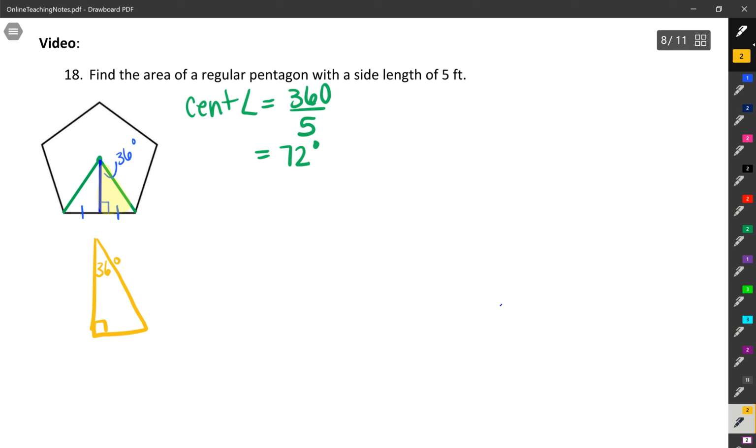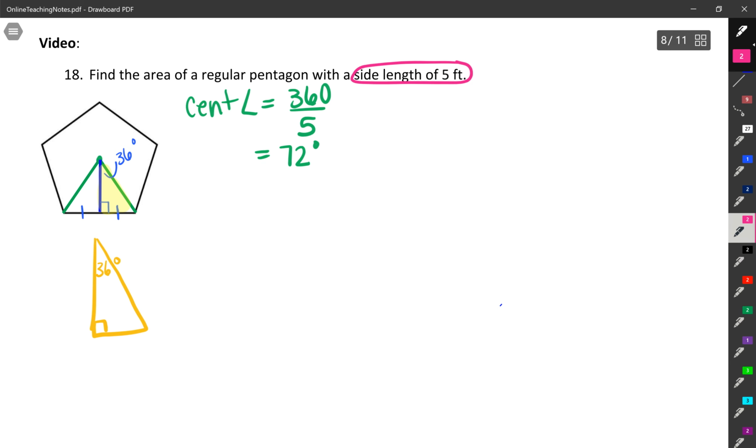And I forgot to write this on my diagram here, it told me here that the side length was 5 feet. So this whole length here is 5 feet. So since that whole thing is 5 feet, then this length here on my triangle is going to be half of that because it was bisected. So this is going to be 2.5. I know, crazy, I'm using a decimal.